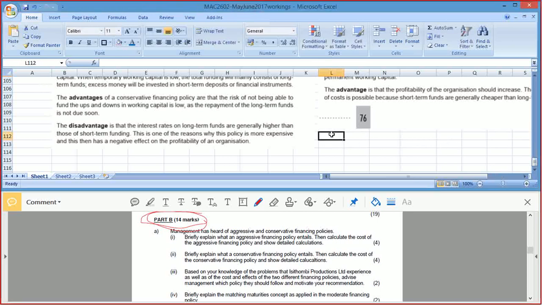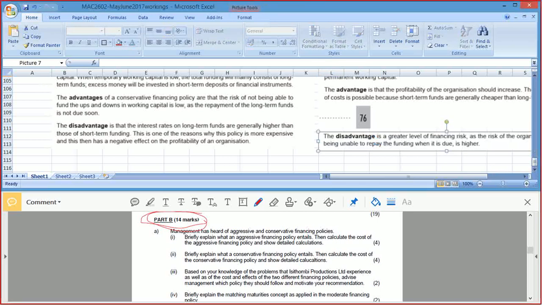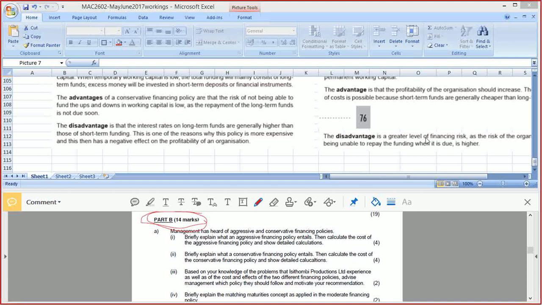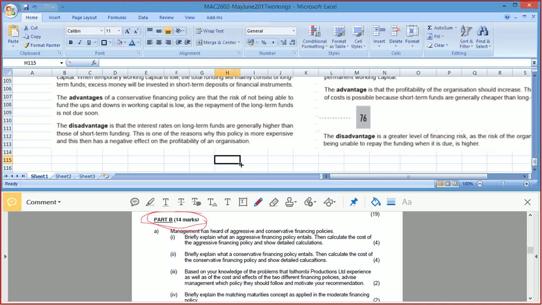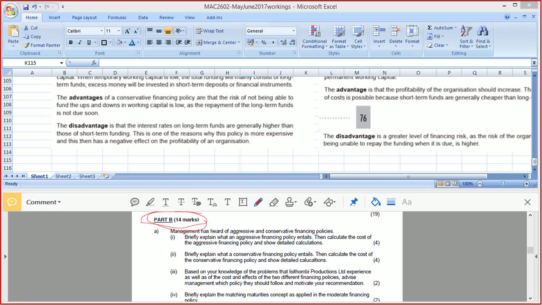Did they want advantages and disadvantages as well, or not? No, I didn't see that. I think, okay, then there's one, probably two, I didn't take two. I took all of it. I just took too much then. Briefly explain what it is. Yeah, okay, so just explain what it is, then that's all you have to do. Then they say, calculate the cost of the aggressive financing policy. Okay, so aggressive is looking at using long-term and short-term.